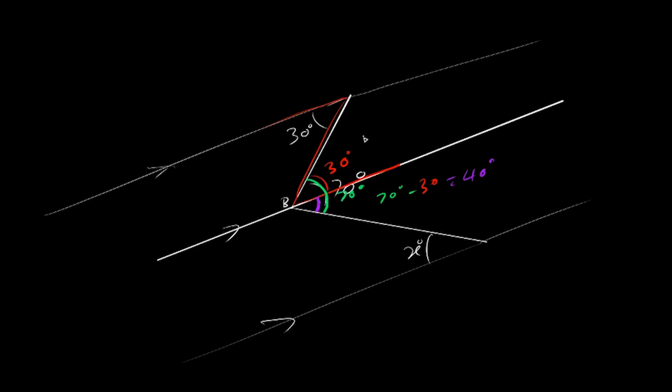Now we can use the exact same identity to show that this angle here must be the same as this angle here, because these two lines are parallel. So if this is 40, then therefore that must be 40. And that is indeed the answer.